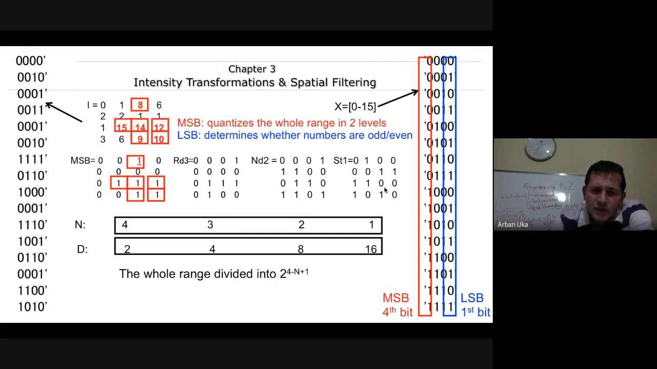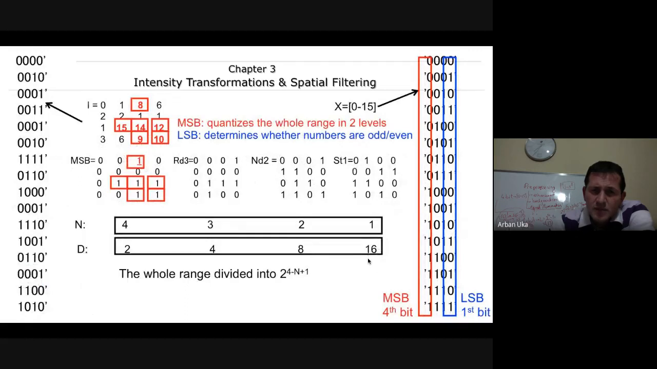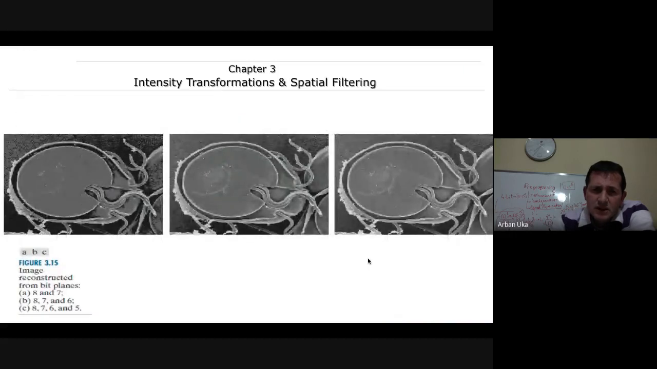The third bit is doing the following. We have 2 to the power of 4 minus 3 plus 1, which is 2 to the power 2, which is 4. So when n is equal to 3, d is 4. When n is equal to 2, this is equal to 8. When n is equal to 1, and so on, that's the first bit, we get the separation into 16 different domains. Good. Now I hope we understand this one, which is the bit plane analysis. Let's go to the next slides.